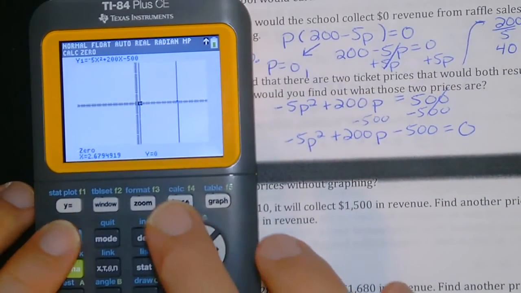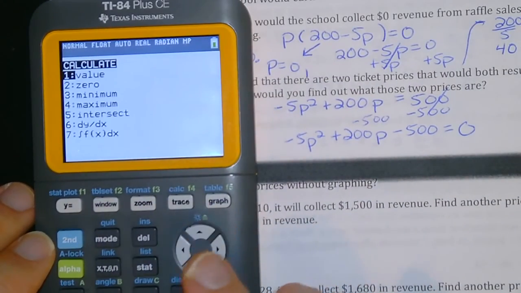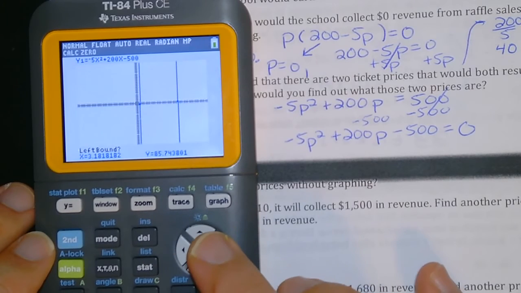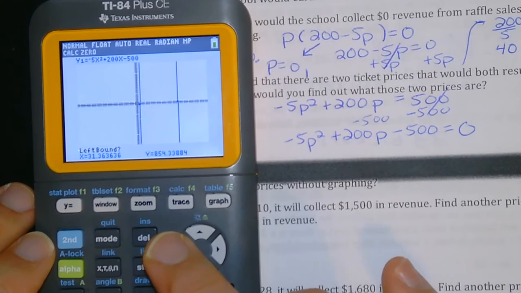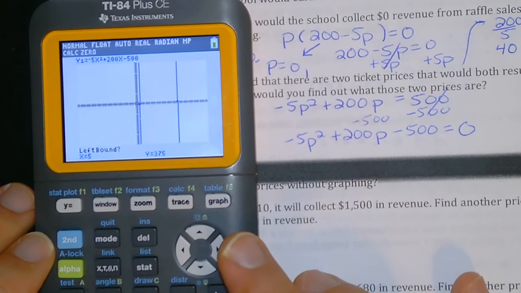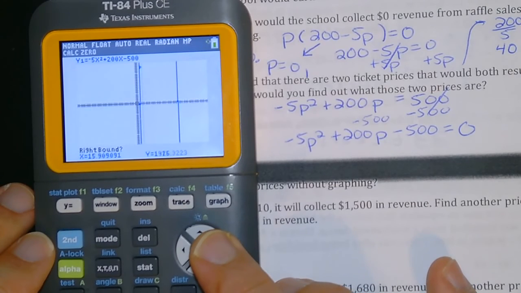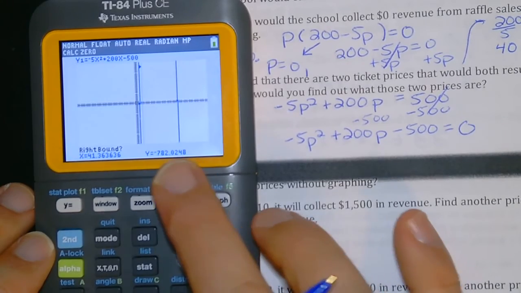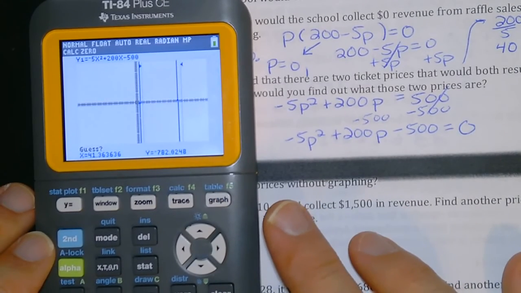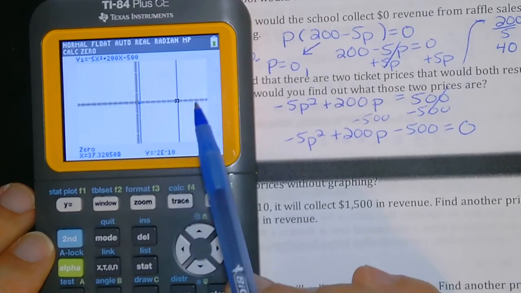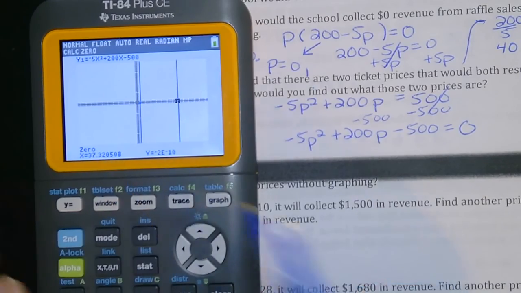And then I'm going to calculate another 0. My left bound, I'm going to put at 5. And then my right bound, it went back to negative, so I'm going to go there. And it says it's 37.32, it looks like.